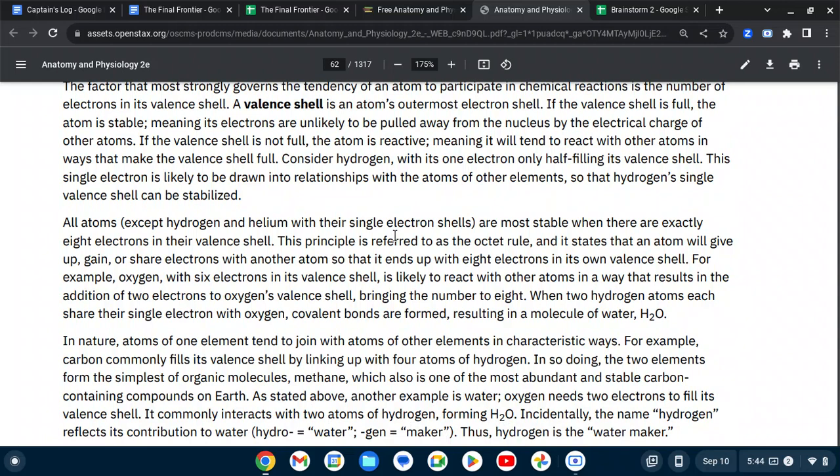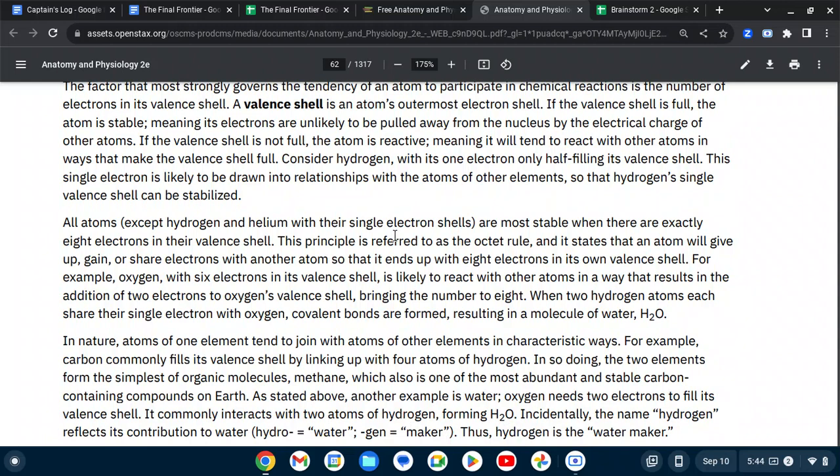Consider hydrogen, with its 1 electron, only half filling its valence shell. This single electron is likely to be drawn into relationships with the atoms of other elements so that hydrogen's single valence shell can be stabilized. All atoms are most stable when there are exactly 8 electrons in their valence shell.